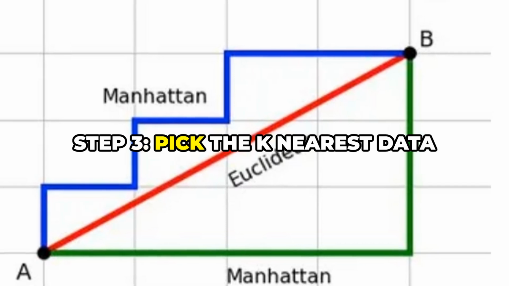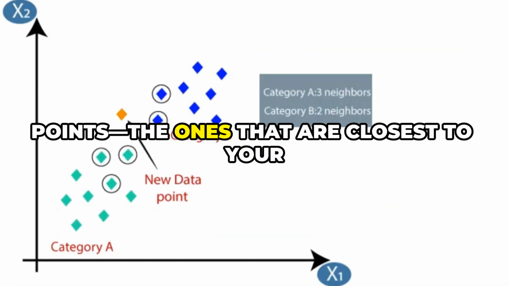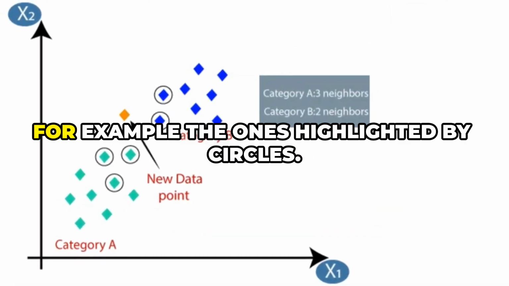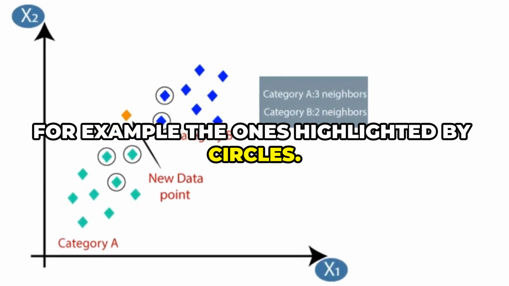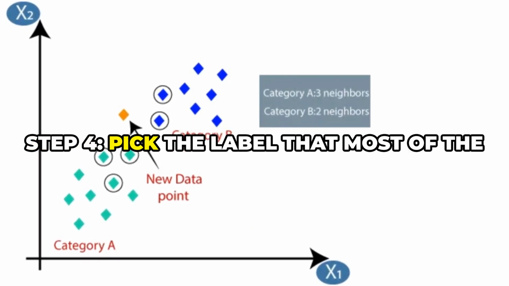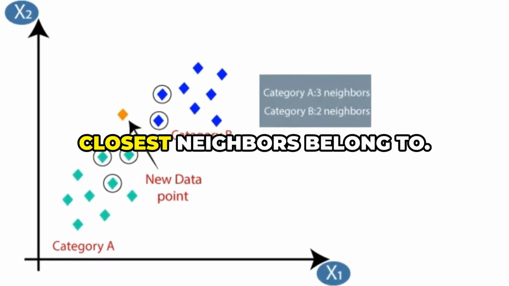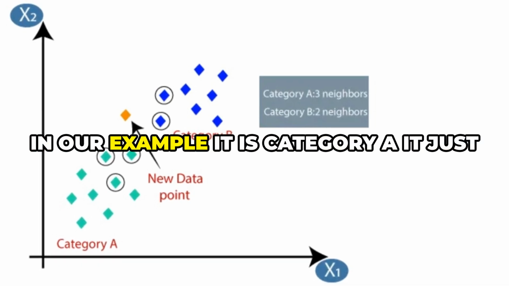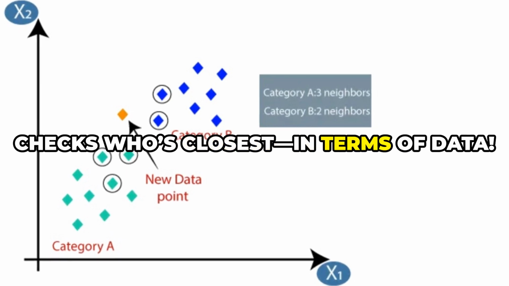Step 3. Pick the K nearest data points, the ones that are closest to your new point, for example, the ones highlighted by circles. Step 4. Pick the label that most of the closest neighbors belong to. In our example, it is category A. It just checks who's closest in terms of data.